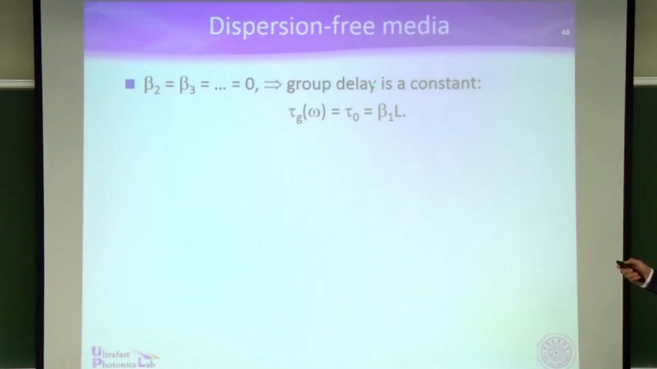Then your group delay is not a function of frequency but a constant, because the group delay function tau of omega originally has contributions from beta 2, beta 3, but they are all 0 and removed, leaving only the contribution from beta 1. And group delay is equal to beta 1 times L. So you see no variable omega at all. It's a constant. So group delay is a constant.